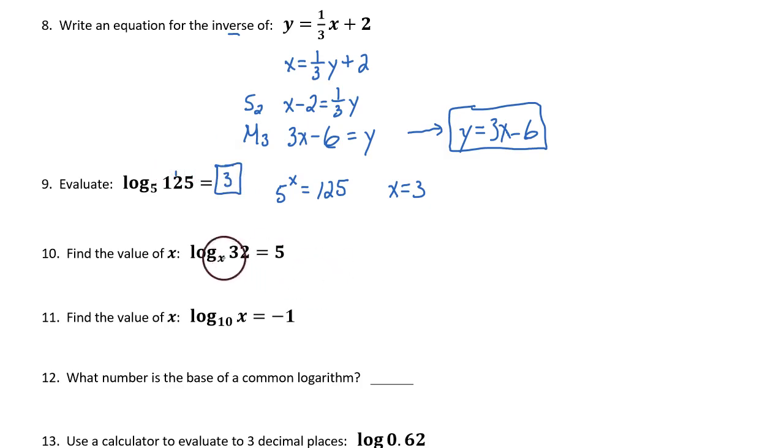Number 10, solve for the x. This time the x is the base of the logarithm. So the base raised to the 5th power is 32. What is the answer for x? You take the base, x, you raise to the 5th power, and that equals the argument of the expression. What number to the 5th power is 32? That's x equals 2.